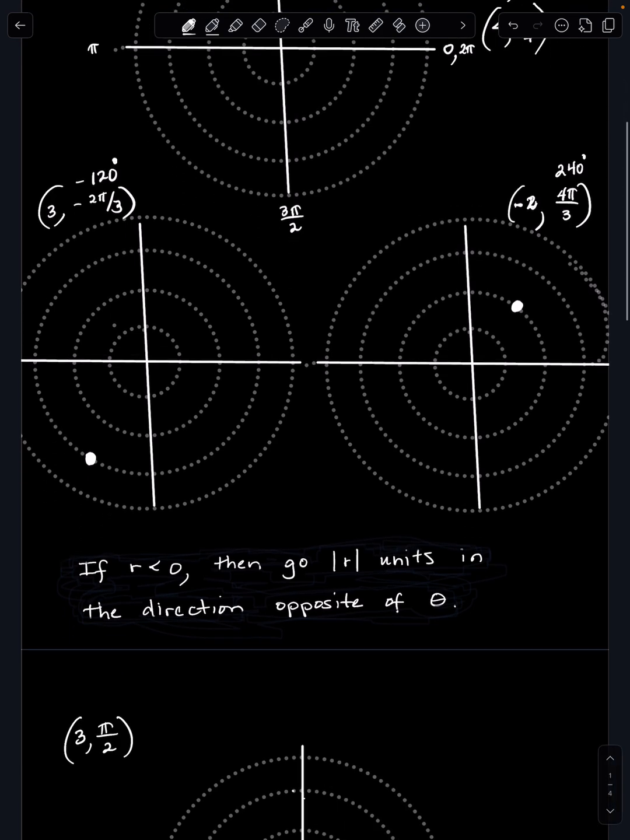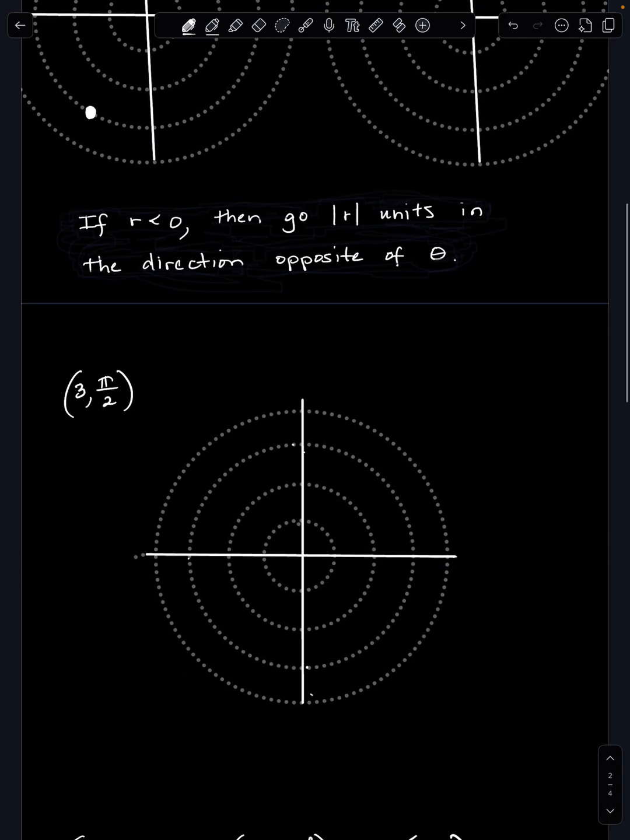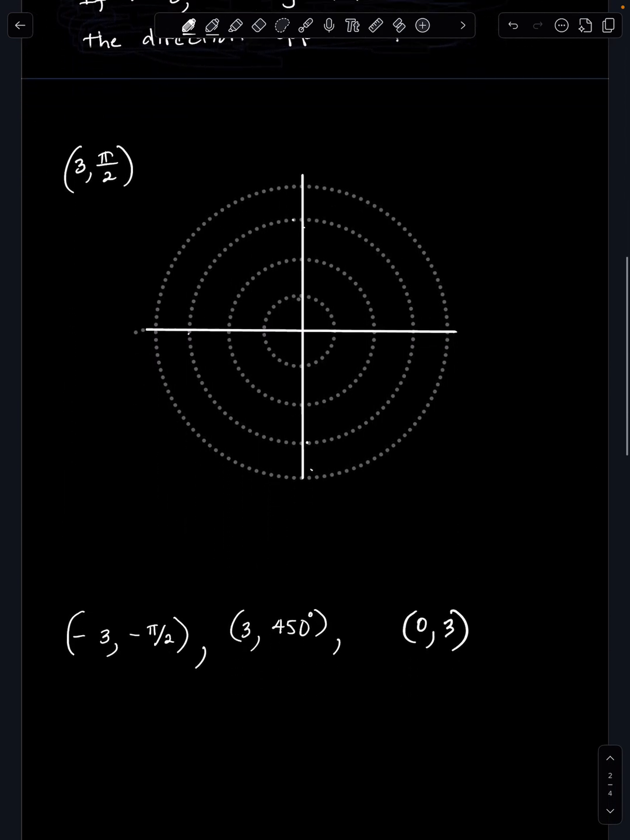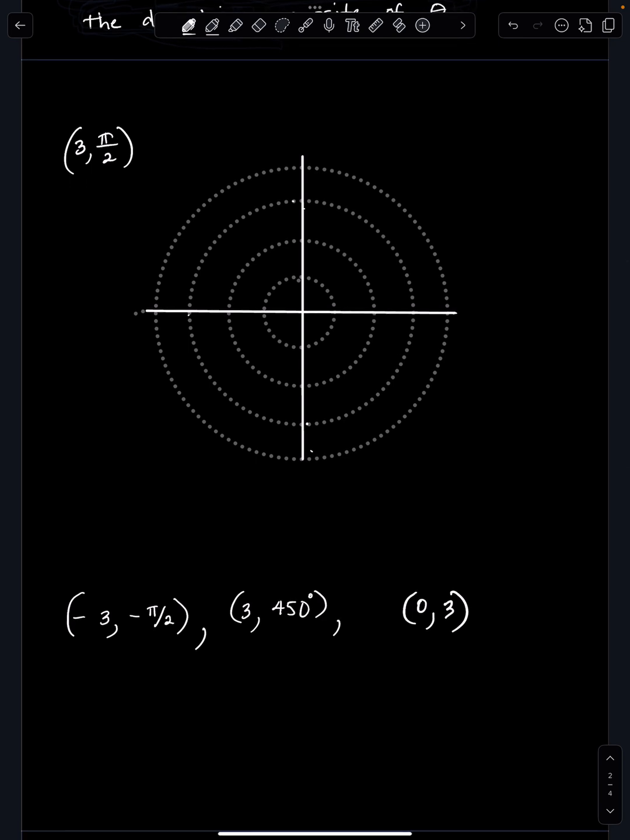All right, so let's look at a couple more of these so I can make sure you know what's going on. Here I've given you 4 coordinates. I've given you (3, pi over 2), (negative 3, negative pi over 2), (3, 450 degrees), and then I've given you (0, 3). All right, so let's look at this first one, (3, pi over 2). Pi over 2 means 90 degrees in the counterclockwise position. 3 means 3 units up. So I would plot that point right there.